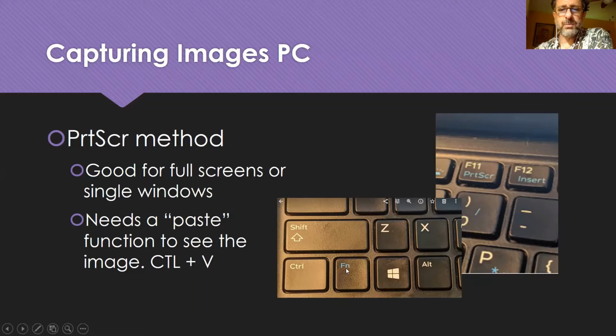So in this case, to use my print screen, I'd have to hold down function, and while that button is down, I would tap the print screen key. Nothing happens when you do that. It doesn't give you any feedback. What it does is it copies the entire desktop to the clipboard behind the scenes. And then to utilize that, you've got to utilize a paste function into another piece of software.